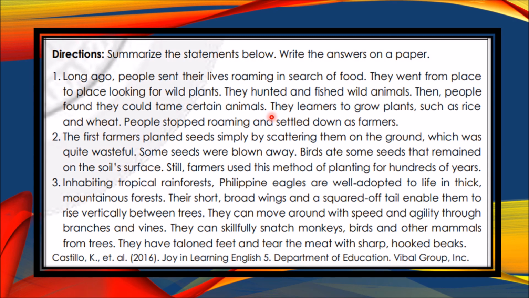They learned to grow plants such as rice and wheat. People stopped roaming and settled down as farmers. So you're going to summarize this statement.